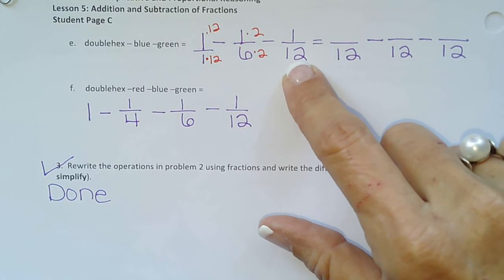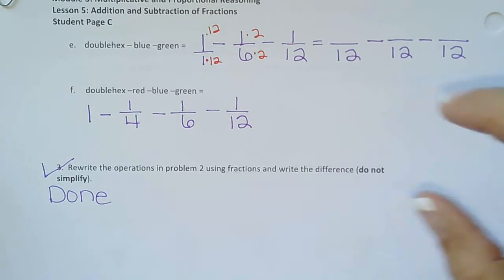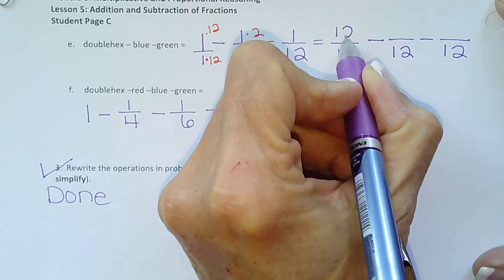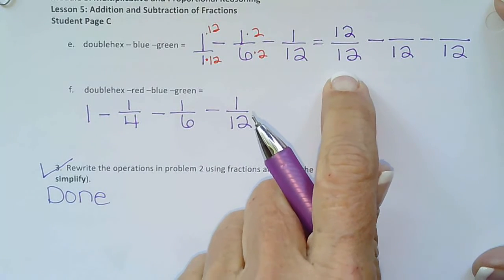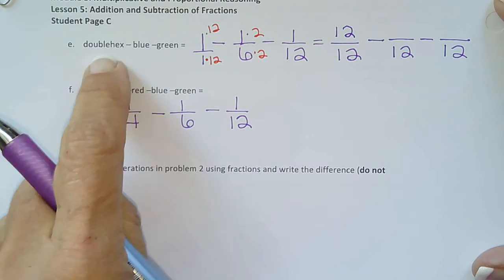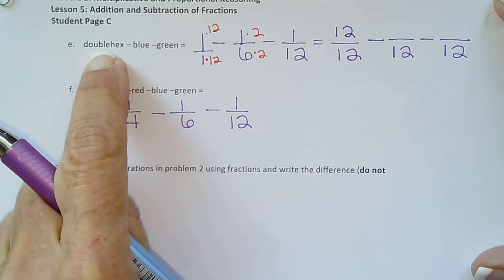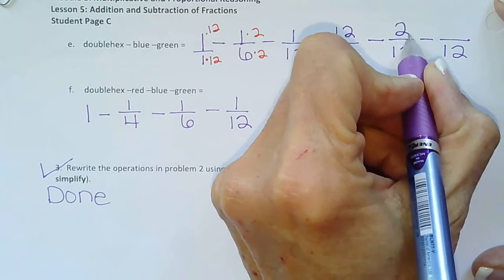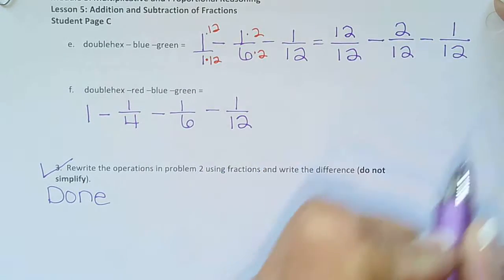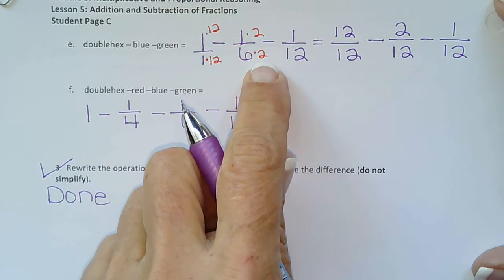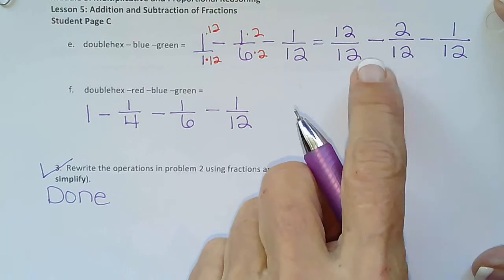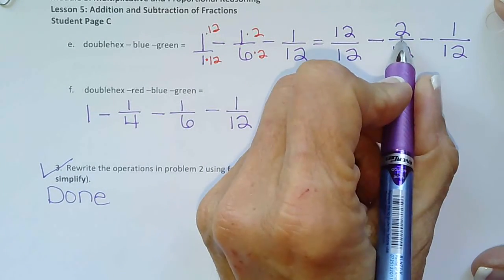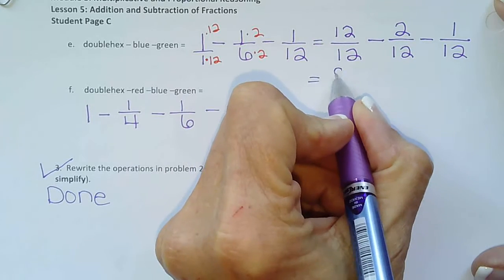This one is ready to go. So our new fractions are 12 over 12, and that makes sense, right? Isn't that 1? Anything over itself is 1, and that's what the double hex is. It's our unit. And then we have 2 over 12, and then 1 over 12. So 12 over 12 minus 2 over 12 minus 1 over 12 would be what? 9/12? 12 minus 2 is 10, minus 1 is 9.